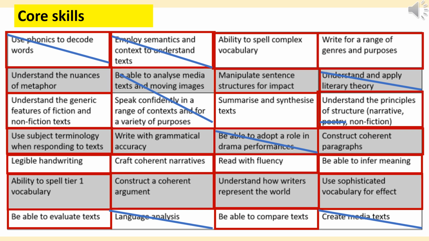You should be able to spell tier 1, so that's slightly more complex vocabulary, construct coherent argument, understand how writers represent the world, and use sophisticated vocabulary for effect. You should be able to evaluate texts and compare texts.